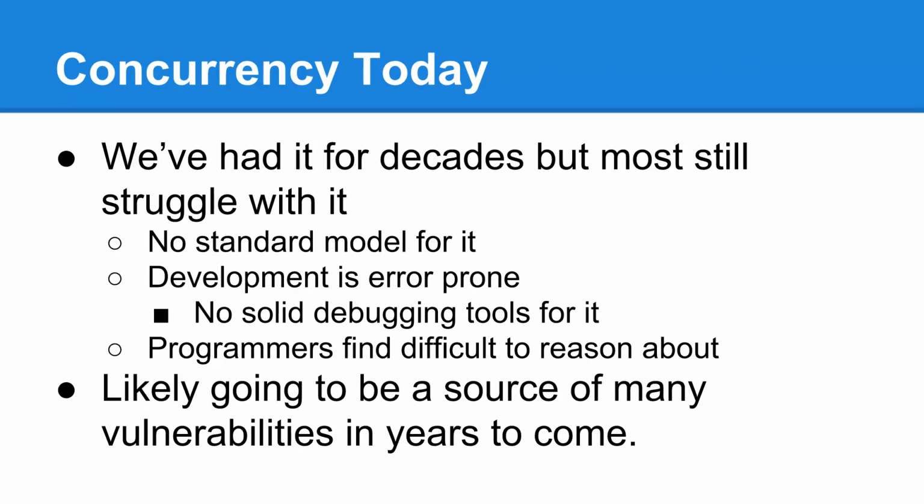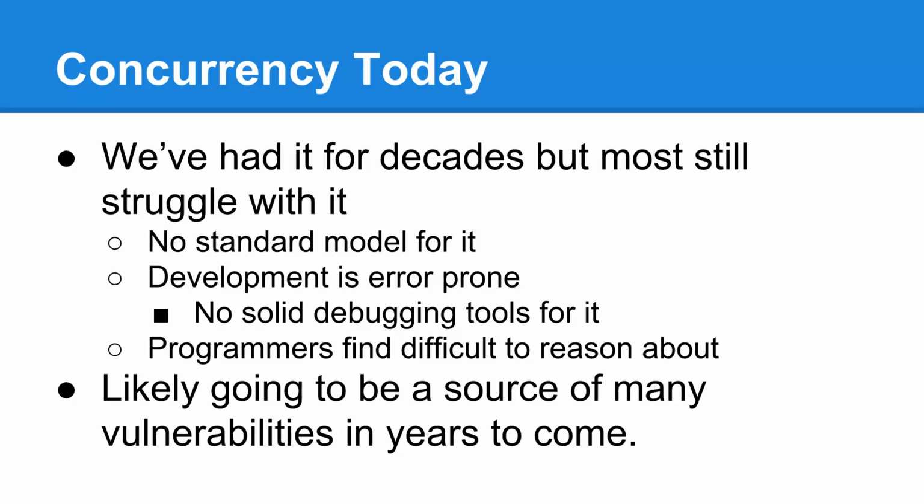So we've struggled with concurrency for decades, and there's still no standard model for it as far as I know, from the last time I took a class on it 4 years ago or so. And development is still very error prone. There aren't any solid debugging tools that I know of that work for the general case in this context. And it's hard for programmers to reason about, especially in a bug hunting sense, because as I said, any manual process doesn't really scale well with the number of threads you have.